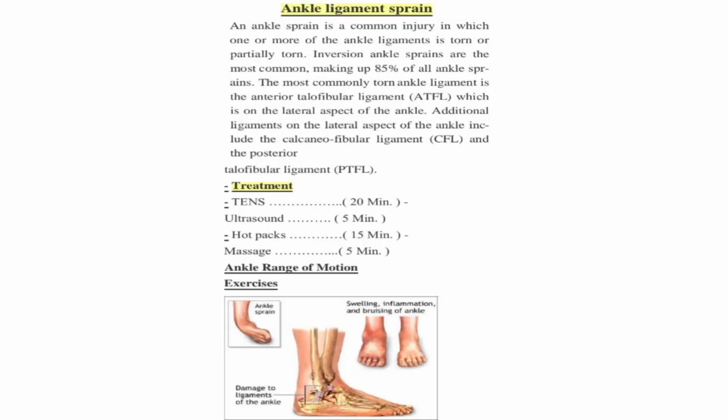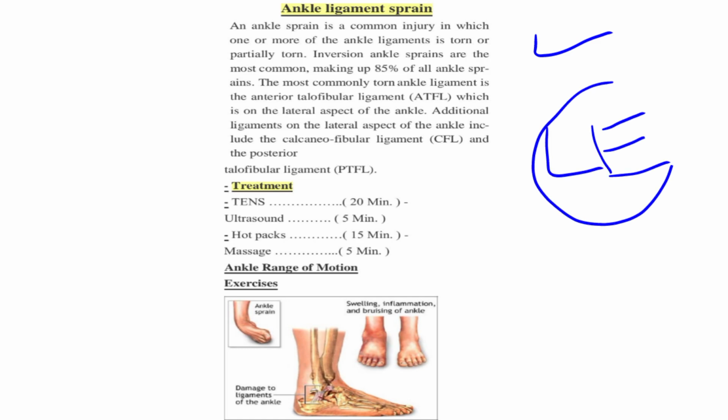In this lecture, I will discuss the ankle ligament sprain. We are in lower extremity, the most common cases in physical therapy. A sprain is of the ligament. An ankle sprain is a common injury in which one or more of the ankle ligaments is torn, either completely or partially torn.